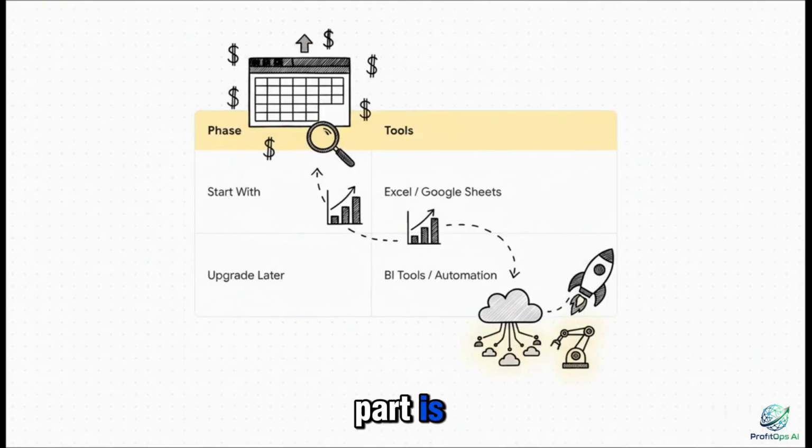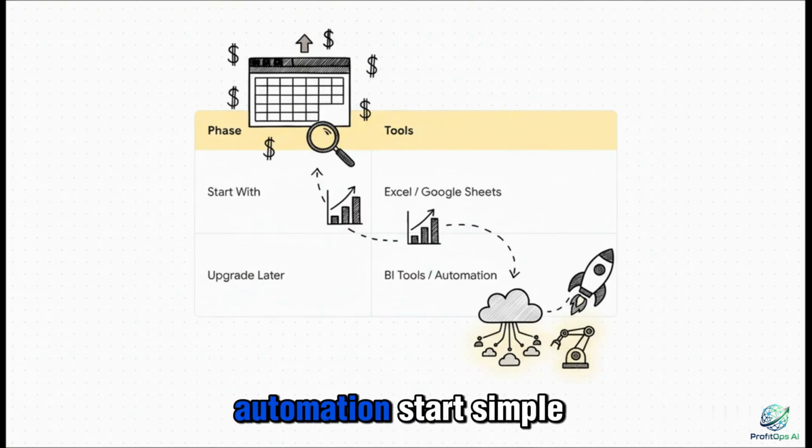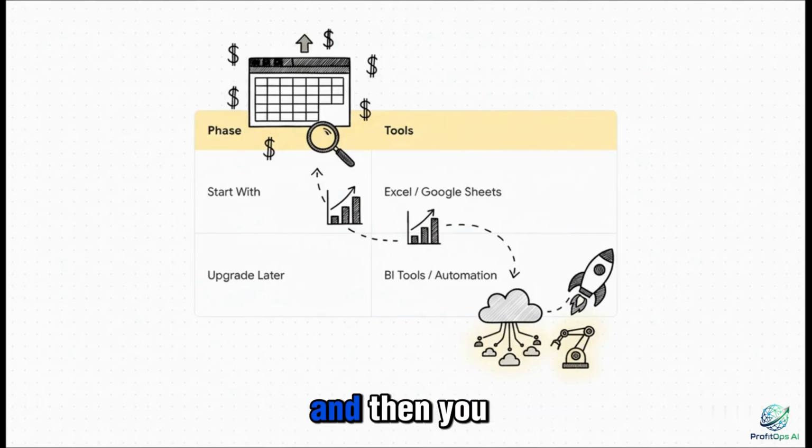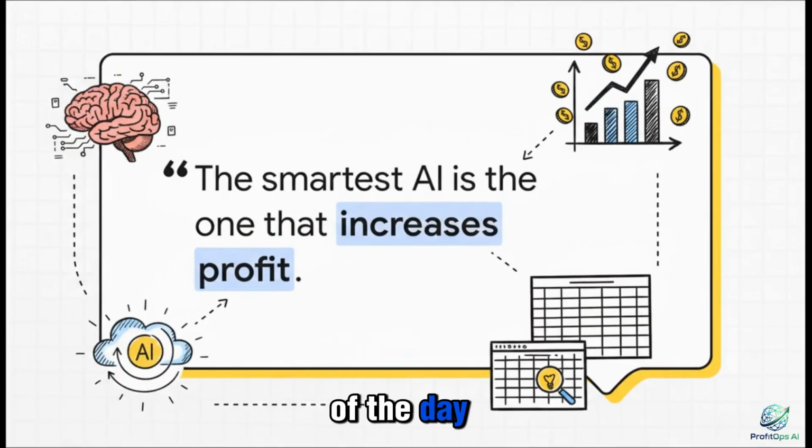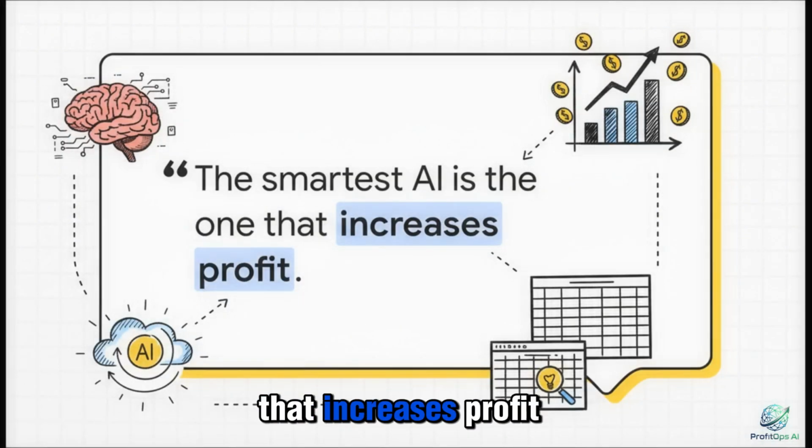And you know what the best part is? You can start with the tools you already have. Excel, Google Sheets. Do the analysis there, prove the return on investment, and save the money first. Then, and only then, should you even think about upgrading to fancier BI tools or automation. Start simple, prove the value, and then you can scale. At the end of the day, with all the buzz around AI and big data, it's so easy to get lost. But it really just comes down to this one simple idea, which I think is perfectly captured in this quote. The smartest AI is the one that increases profit.